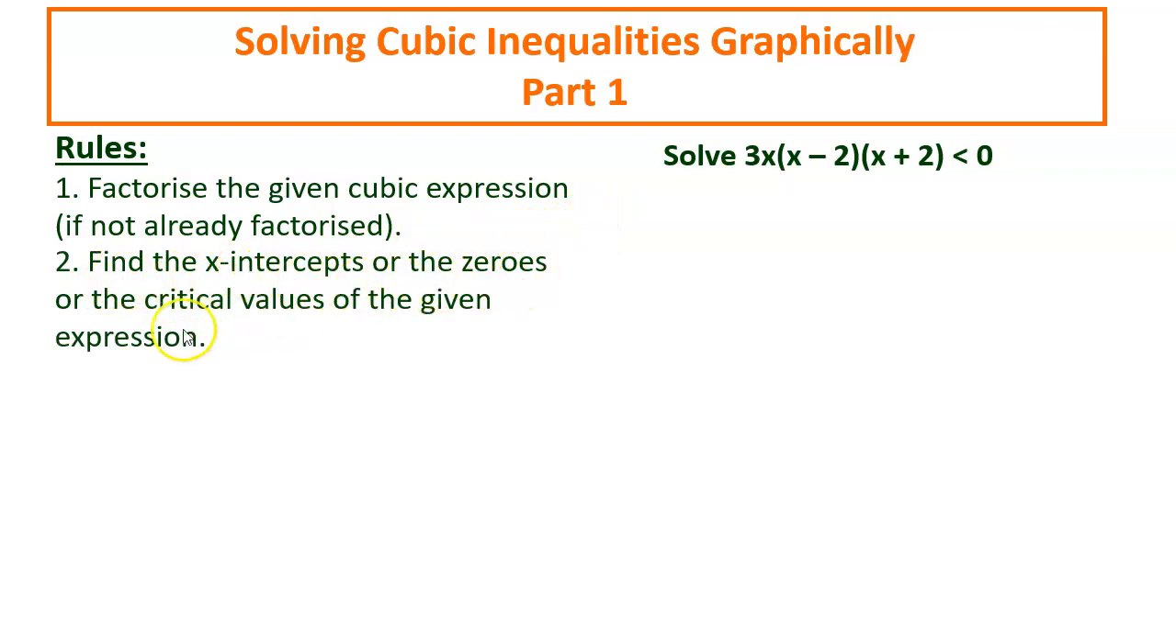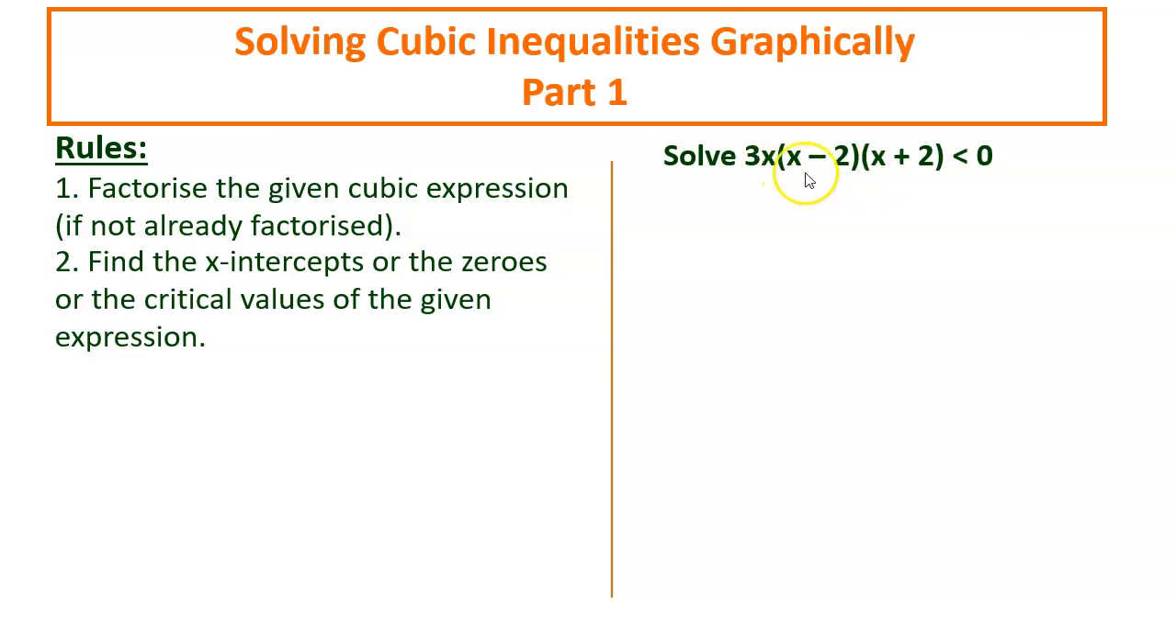Find the x-intercepts or the zeros or the critical values of the given expression. X-intercepts, zeros, and critical values all refer to the same thing. When we graph a cubic expression, the points where the graph crosses the x-axis are referred to as the x-intercepts. The x-coordinates of those points, where obviously the y-coordinate is equal to 0, are referred to as the x-intercepts or the zeros or the critical values. They all mean the same. And how do we find them without drawing the graph?